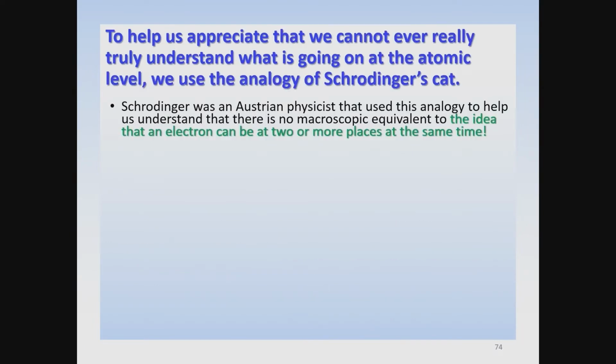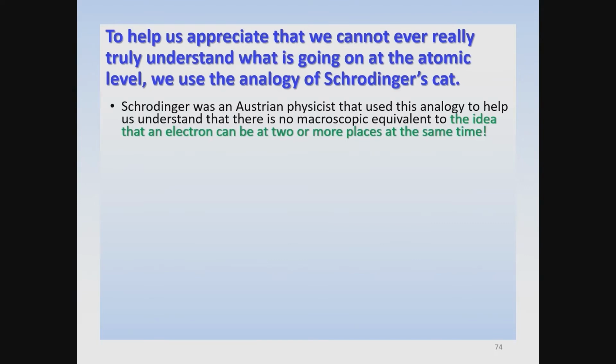So this is pretty hard to accept. And there was a scientist that came along later in the 1930s named Schrödinger, and he had a lot of trouble accepting this idea as well. So he had this fun analogy, which I'm going to describe to you, which helps us understand that we cannot totally deeply understand electron behavior at the atomic level, because it's stuff that we have never seen before in our macroscopic existence. So let me tell you what this analogy is about.